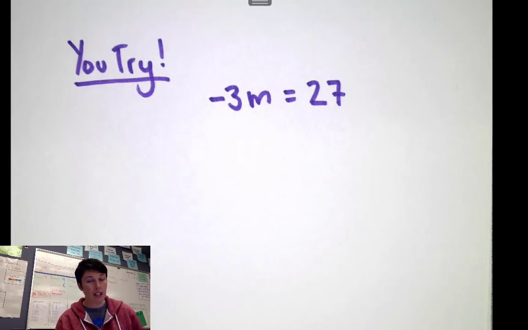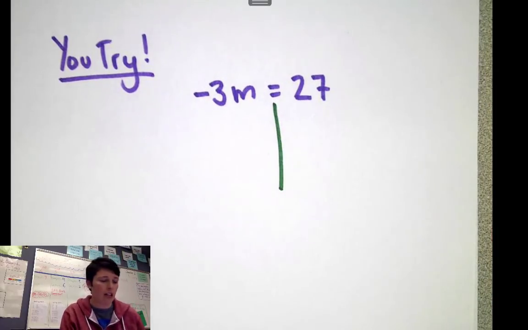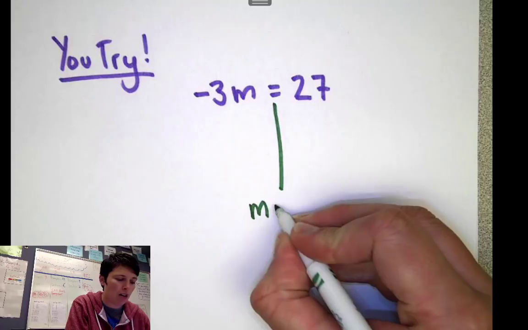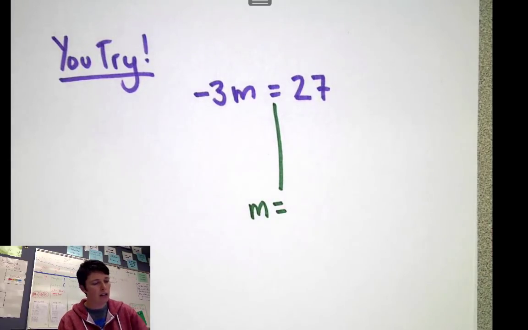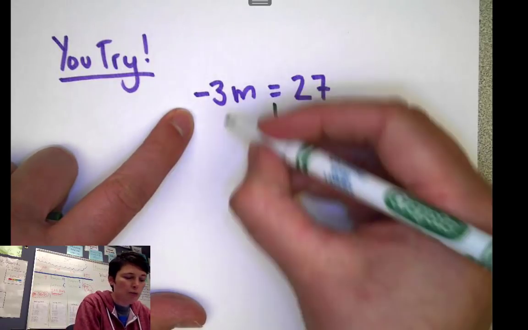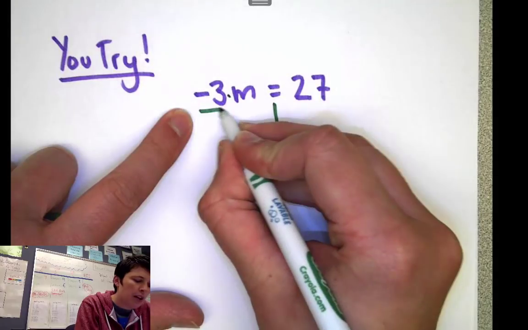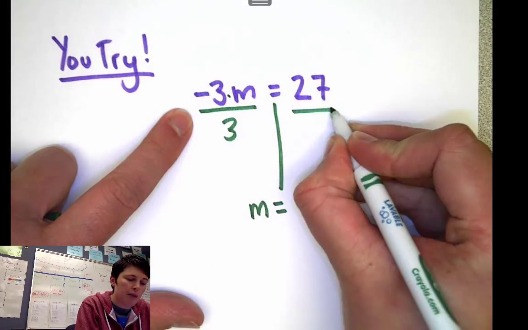Okay, so I think you're unpausing the video now. You're going to see if you correctly did this. So you have the line down the middle, you have the m all by itself at the bottom, and you know -3 is the number we need to move to the other side. It's right by the m. It means we're multiplying it by the m. So to get rid of it, we're going to have to divide the 3 away from both sides.